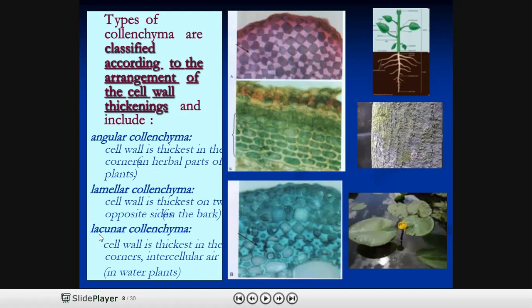Next is the lacunar collenchyma. This lacunar collenchyma is due to the presence of intercellular space or intercellular air. Especially this kind of collenchyma tissue we can find in hydrophytic plants, in water plants. Here this is the Nymphaea plant. If you take a section, you can find this kind of lacunar collenchyma. So these are three types on the basis of arrangement and cell wall thickening: angular, laminar, and lacunar. Any problem?